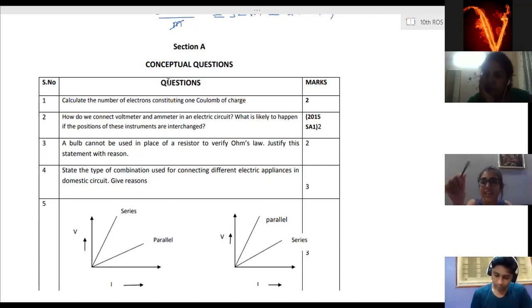And the rest of the chapter is numericals. This is the only theory you have in this chapter, but mostly the numericals are asked. So start solving this. Calculate the number of electrons constituting 1 coulomb of charge.